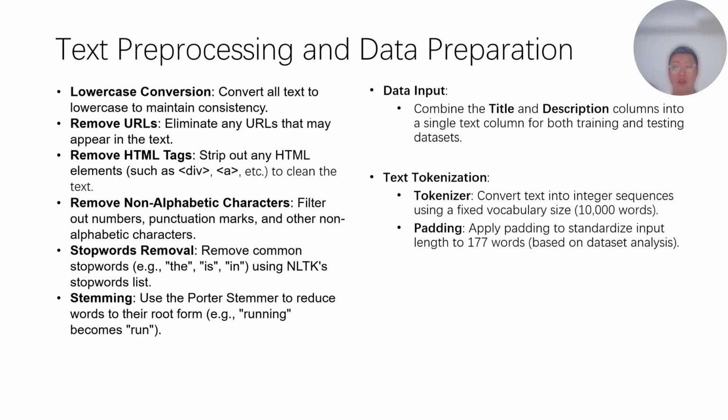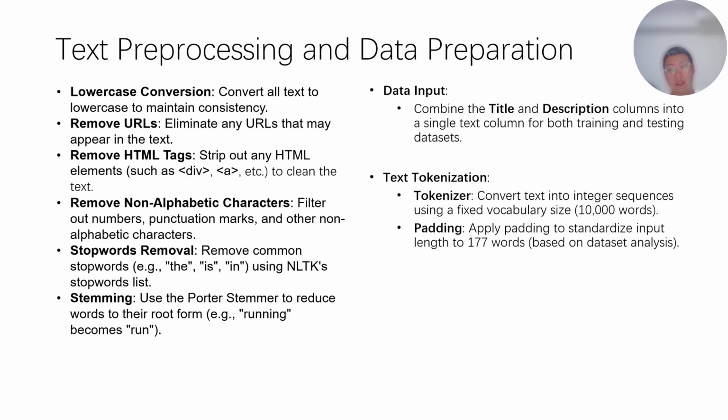For the next step, stop words are common words like the and is that carry little to no significance in the context of text classification. Using the NLTK stop words list, we filter those out to reduce noise in the dataset. Stemming is applied to reduce words to their base form. For example, the words running, runner, and run are all reduced to the root word run using the Porter Stemmer algorithm.